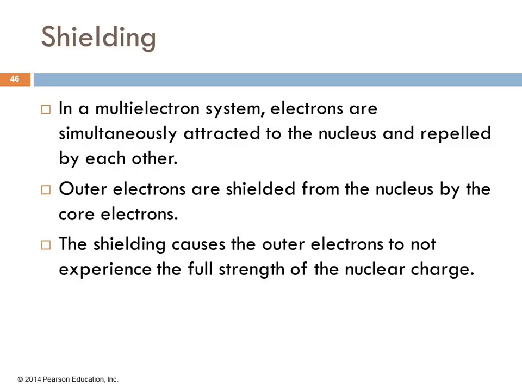So when we have a multi-electron system, as we talked about yesterday, we have these interactions between the electrons. And so the electrons are attracted to the nucleus, but they're repelled from each other. And these outer electrons are effectively shielded from the nucleus by the core electrons. And so this causes the outer electrons to not experience the full strength of the nuclear charge. So again, let's go to the Bohr model, just because it's so much easier to draw.